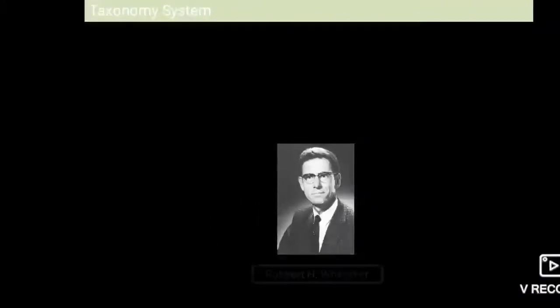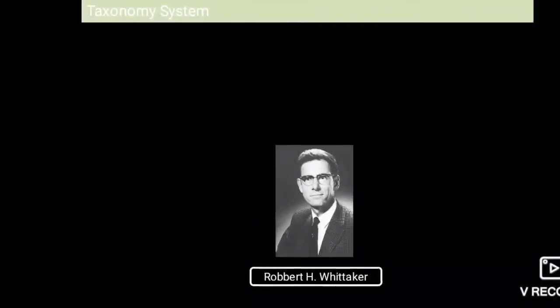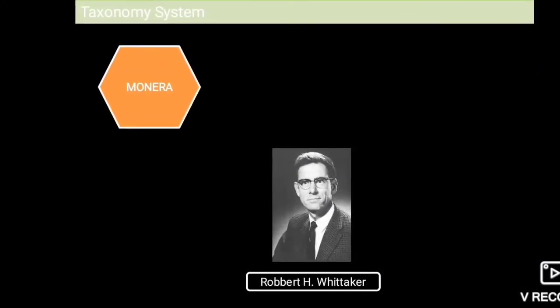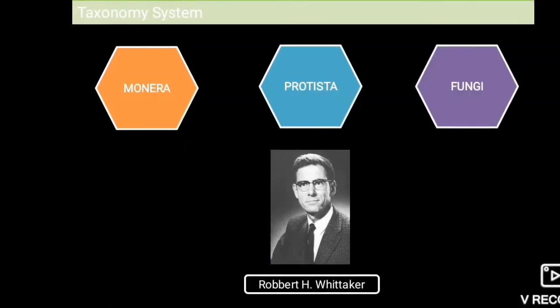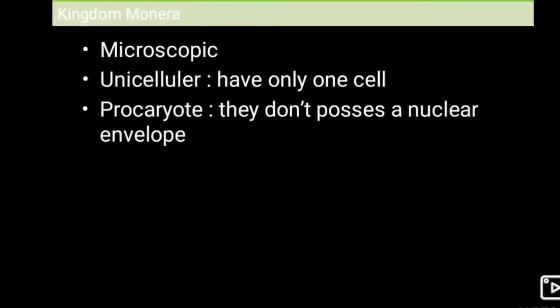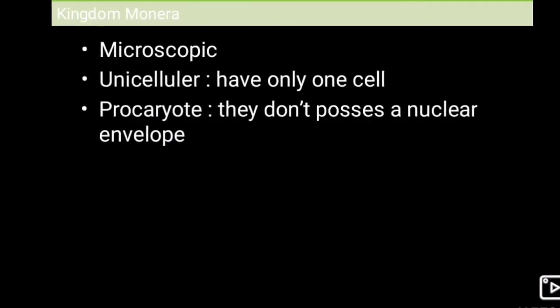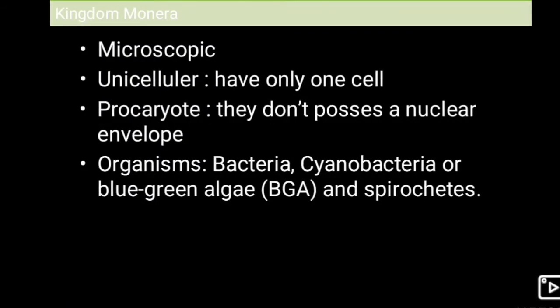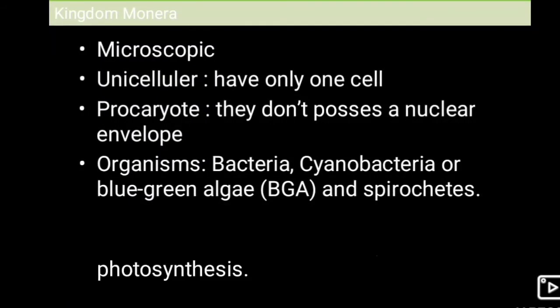Classification of living things. Firstly, it was found by Robert H. Whittaker. He divided the living things in the world into 5 kingdoms. They are Monera, Protista, Fungi, Plantae, and Animalia. The first kingdom is Kingdom Monera. The characteristics of Kingdom Monera are unicellular or having only one cell, microscopic, prokaryote. It means that they don't possess a nuclear envelope. The organisms are bacteria, cyanobacteria or blue-green algae, and Sporozoa.